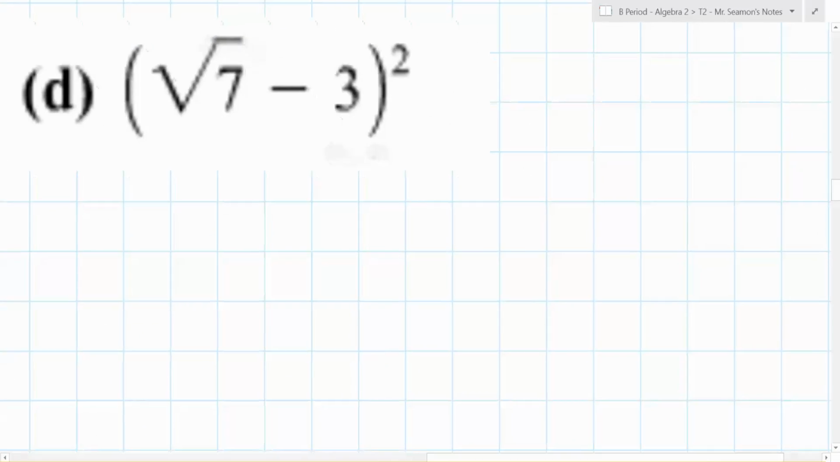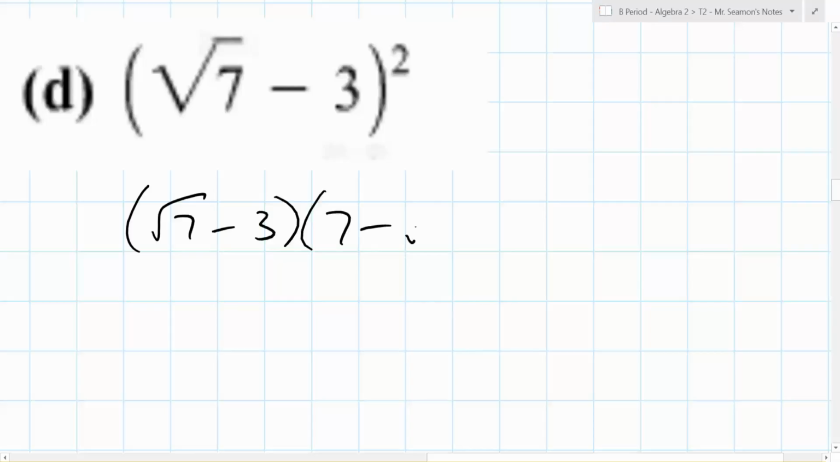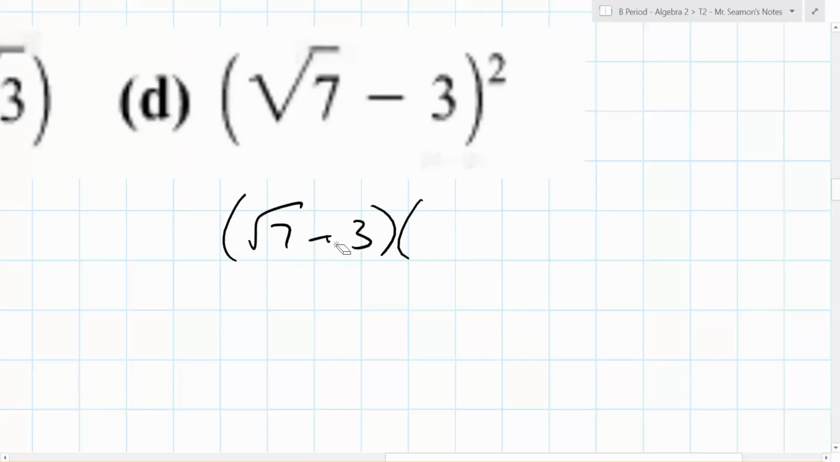So what does square mean? What does that mean right there? Two of that, multiplied by itself. Oh, it's not. I just did the square root in the wrong place. Root what? Root 7 minus 3. So let's do this.